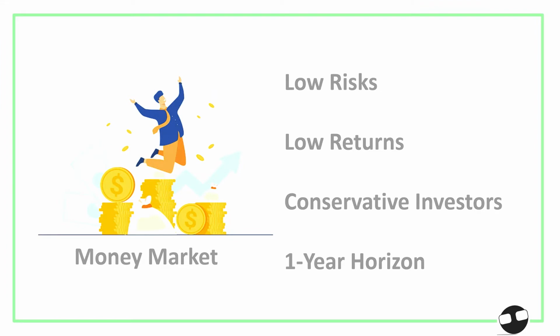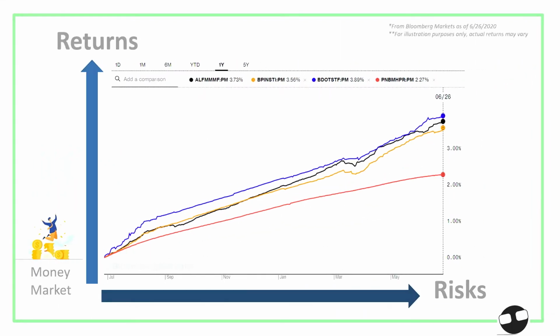Now, what are money market investments? These are investments that are classified as low risk, low returns for conservative investors, with a recommended horizon of 1 year. For example, here we have four money market investments. Black one from ALFM, the yellow is from BPI, the blue one is from BDO, and the red one is from PNB. So makikita nyo sa lines na wala masyadong curves and the direction is very obvious that is going uptrend. And you're looking at a 1 year time frame.